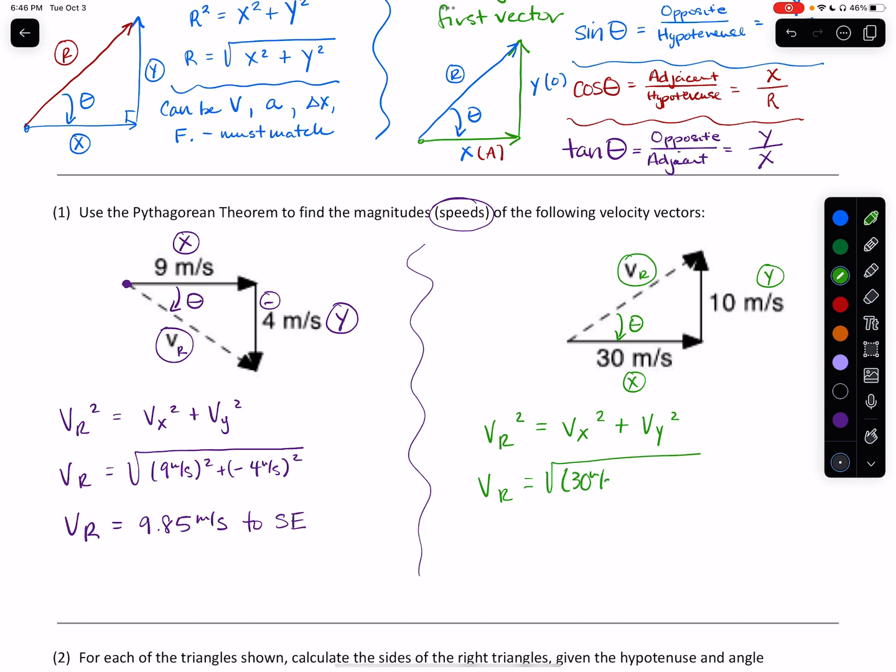So 30 meters per second squared for that horizontal piece, 10 meters per second squared for the vertical piece. And if we look, we are pointed to the right and up, so both are positive. Plug everything into our calculator, take the square root at the end, and we get a magnitude of 31.6 meters per second. All right, and again, I can use tangent because I know the opposite and adjacent. I can find that angle theta, but for right now, we're just going to generally say to the northeast. Okay, so that's how you can use Pythagorean's theorem if you're given the magnitudes of your component vectors.